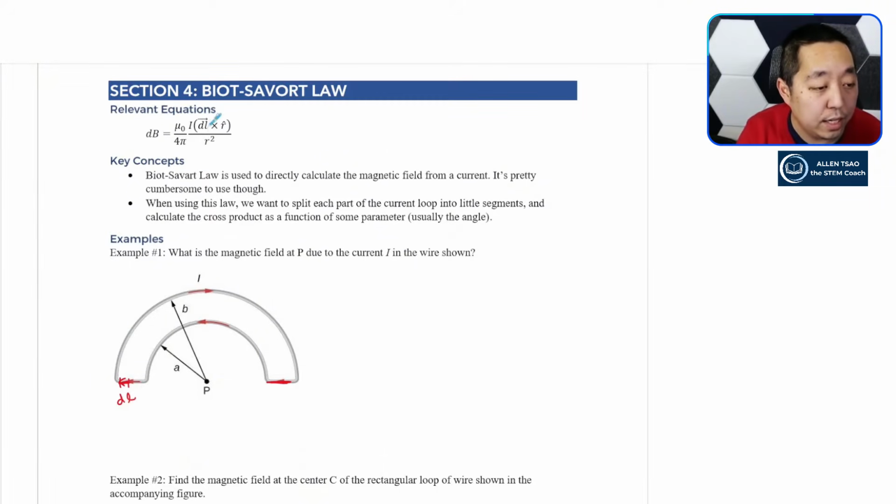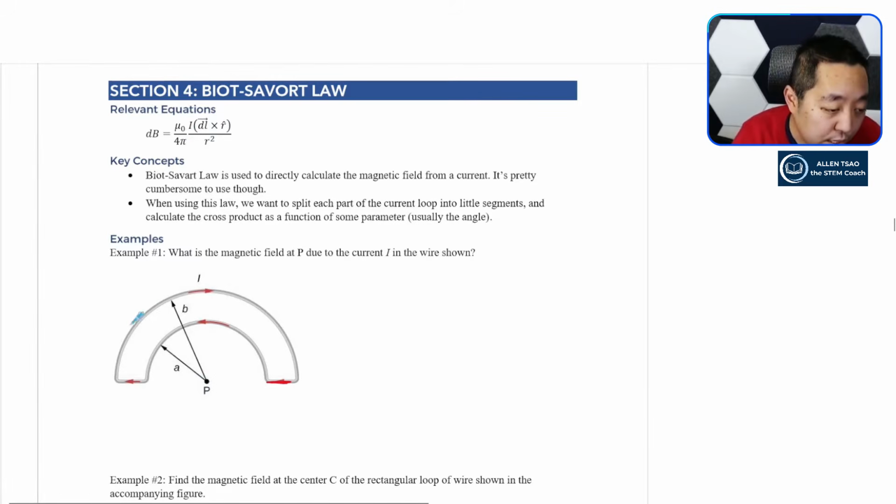Okay? And then the r hat is the unit vector that points in the direction from the point to where the current is. So this would be r. And if you look at the dL cross r hat here, because they're parallel, that cross product is 0 for that one. So basically, this segment here doesn't contribute any magnetic field to that point.